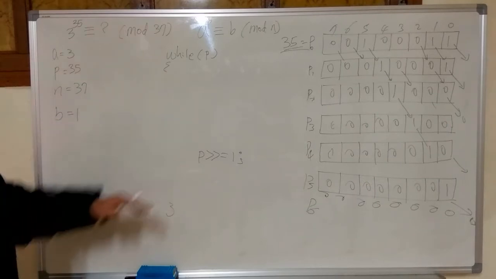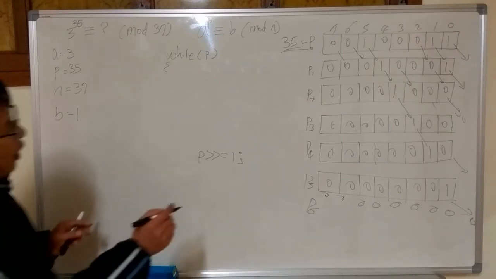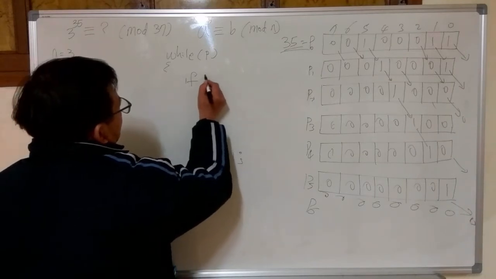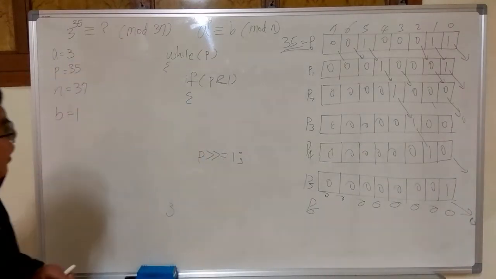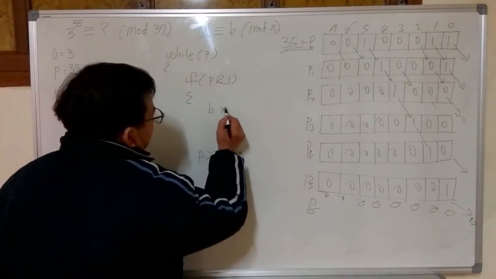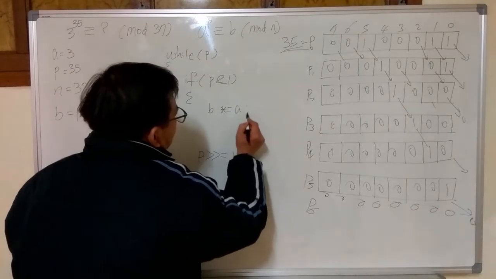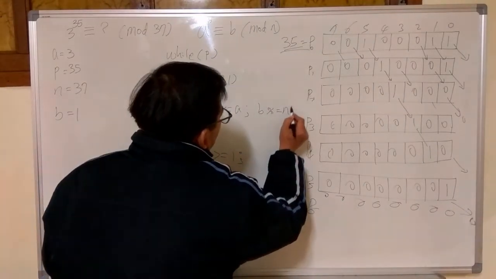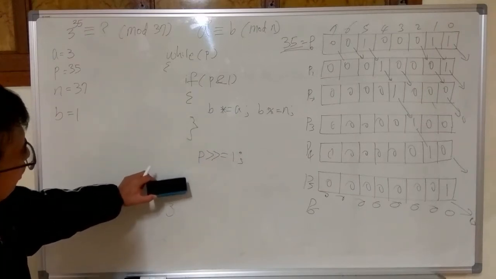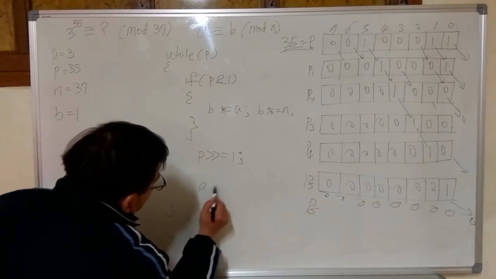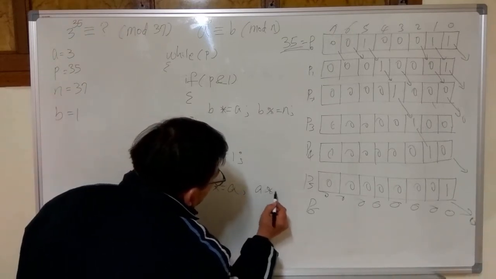So you understand what this means, right? Another thing is, now we are introducing another code: if P and 1, then we introduce a code block here: B equals B times A, and B modulo N. Now the block closes. After this code, I add another line: A equals A times A, and A modulo equals N.